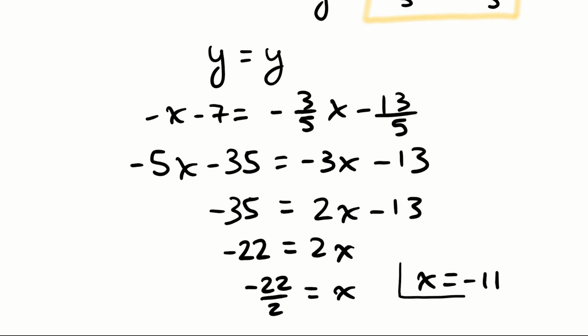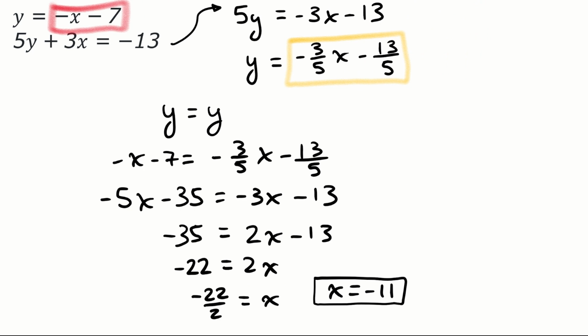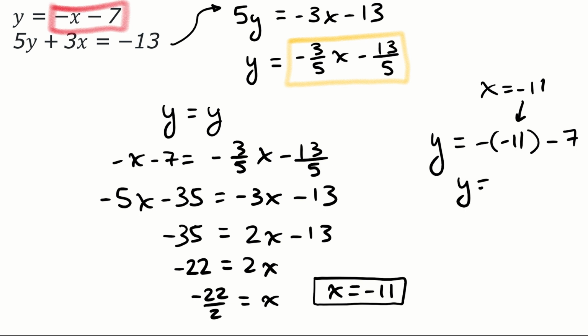So that's part of my solution. X is negative 11. But I need to figure out what y is. And I am going to use that first equation up at the top. I'm going to use y is equal to the opposite of what x is, minus 7. And in for x, I'm going to place the value of x that I found, negative 11, into that. So I get that y is 11 minus 7. Therefore, y is equal to 4.